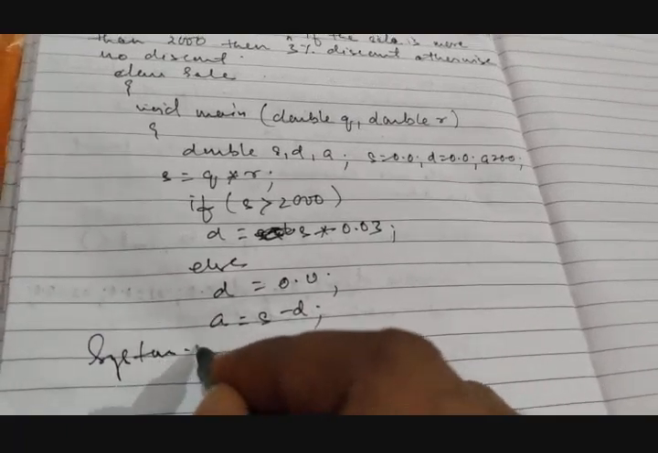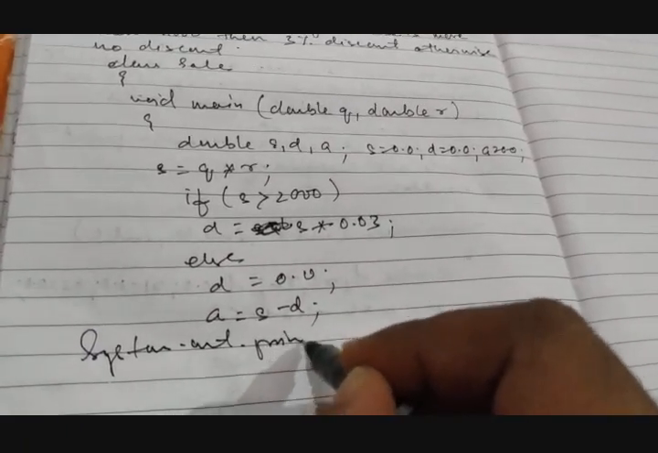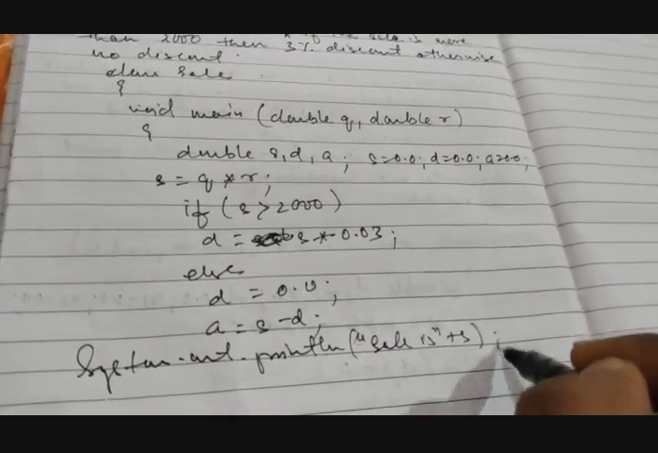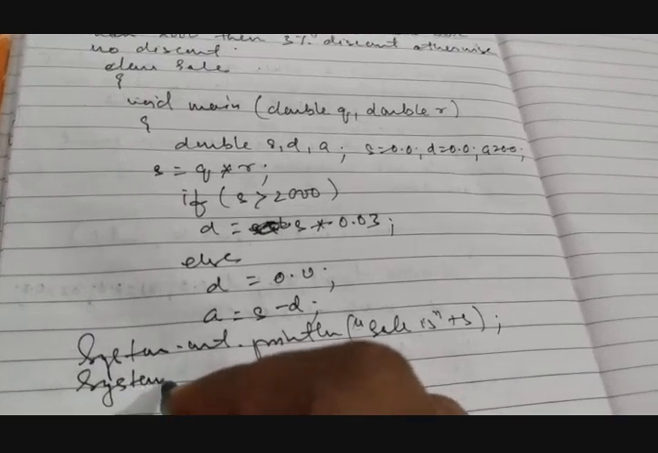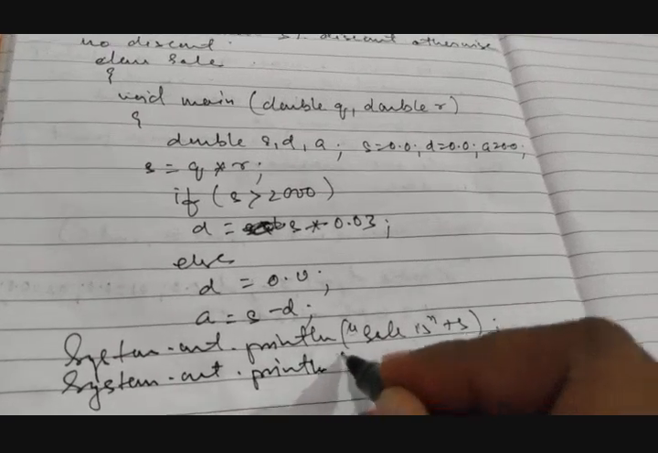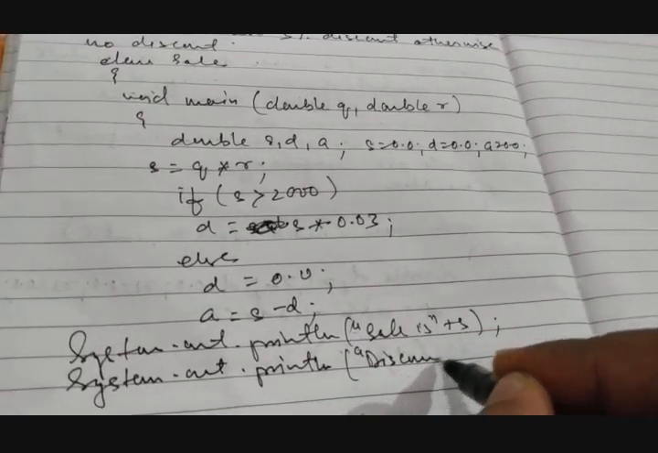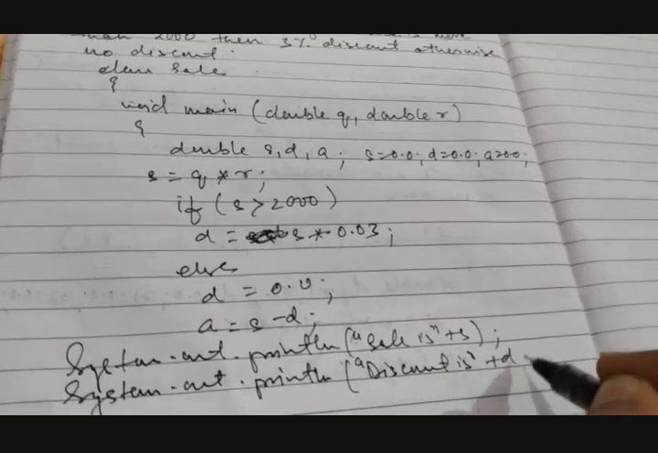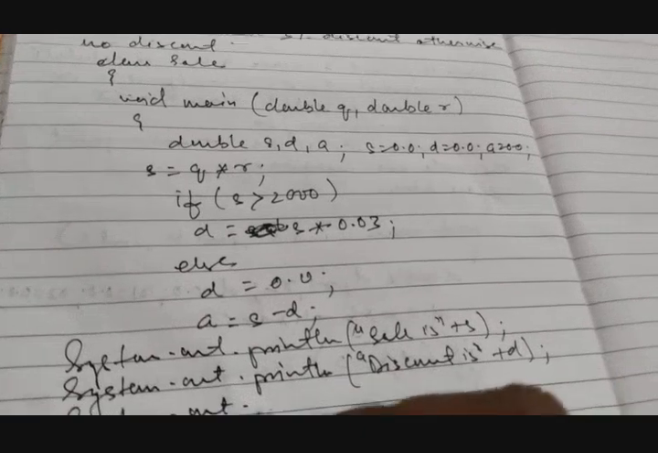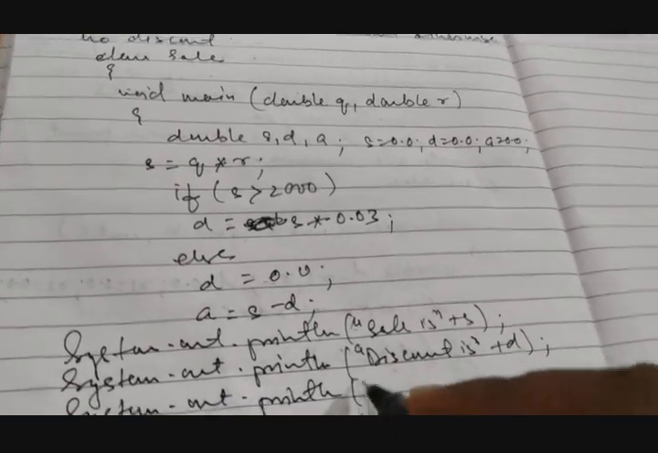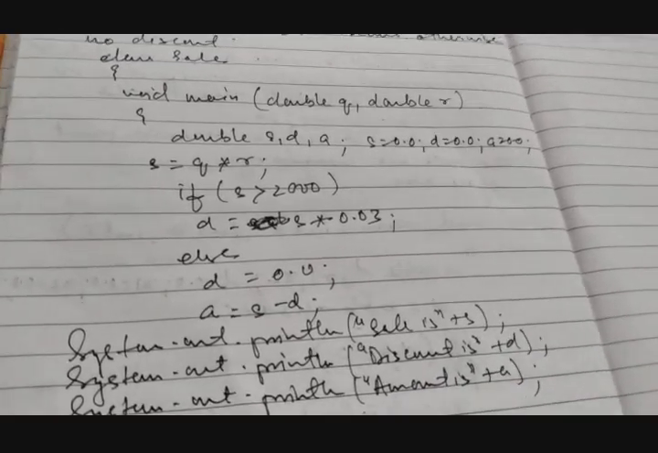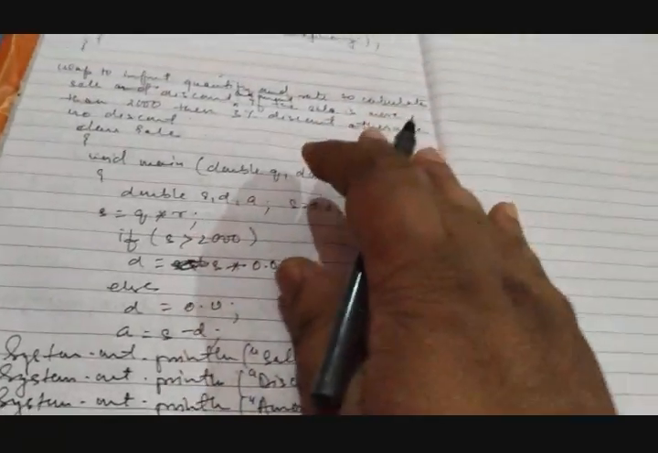System.out.println sale is plus S. System.out.println discount is plus D. System.out.println amount is plus A. Main close, class close.